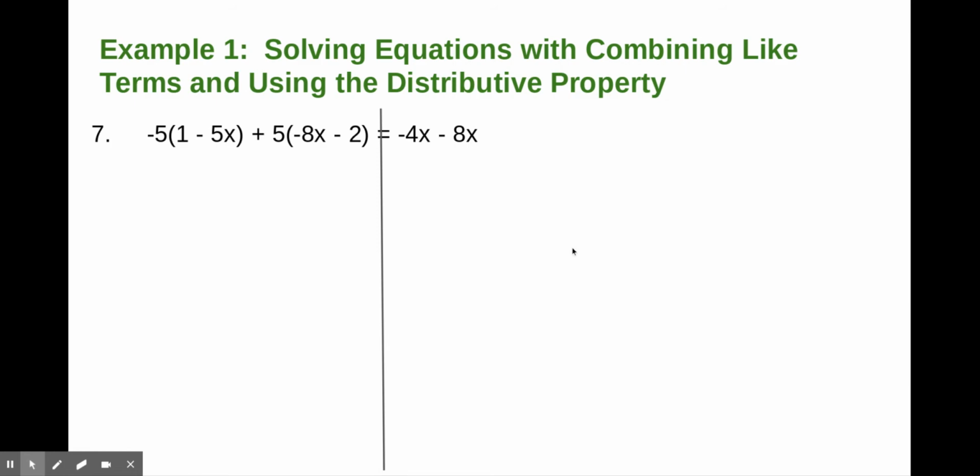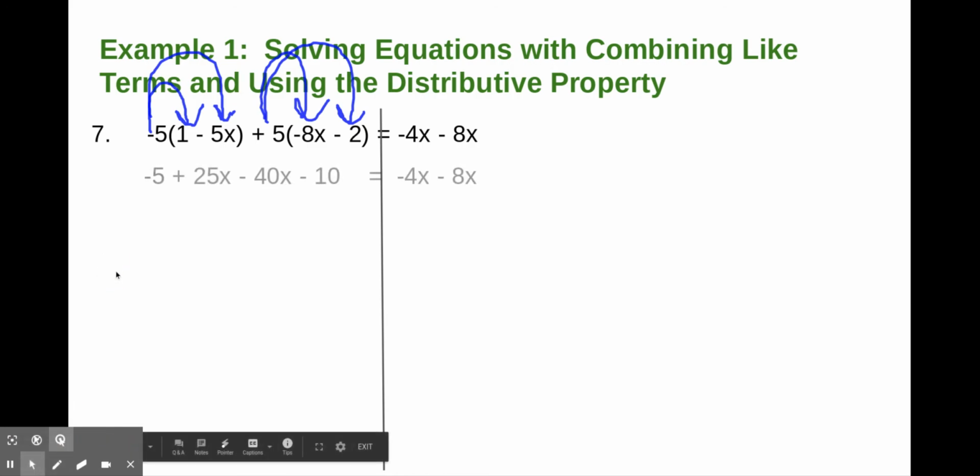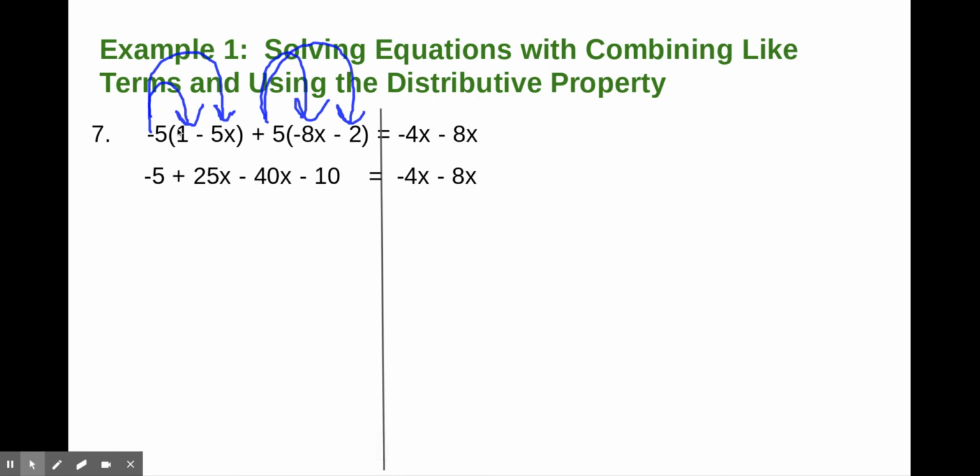We want to distribute. So what am I going to distribute? You're going to distribute negative 5 times 1 and negative 5 times the negative 5. And you're going to distribute again, but with this positive 5, to both terms inside. So after the distributive property, I get negative 5 plus 25x because negative 5 times negative 5 is a positive 25x. Then 5 times negative 8 gives me negative 40x. And 5 times negative 2 gives me a negative 10.